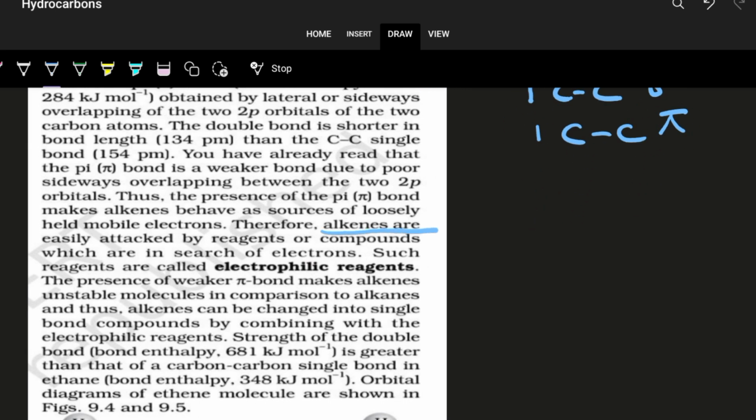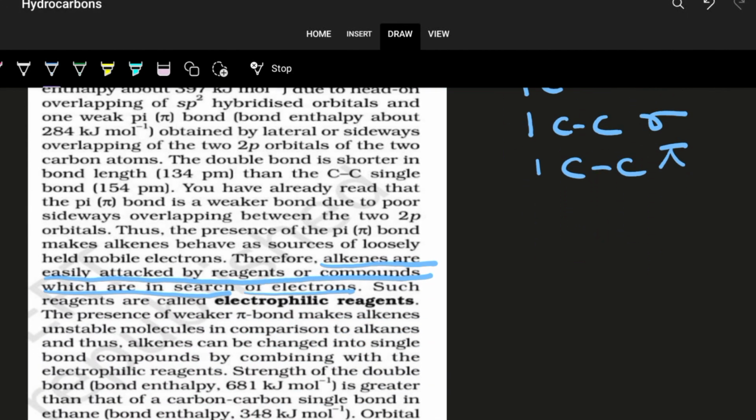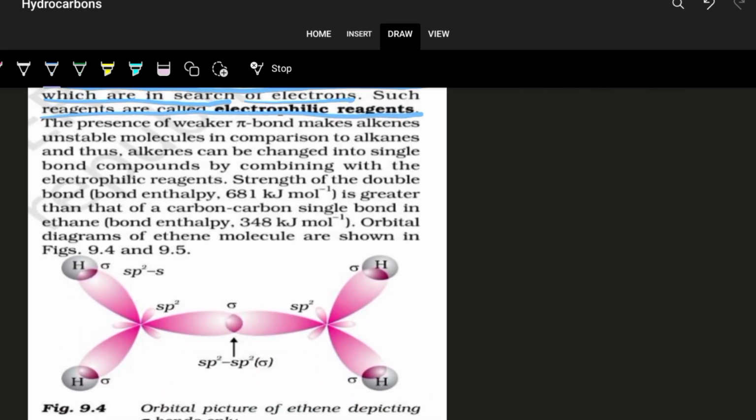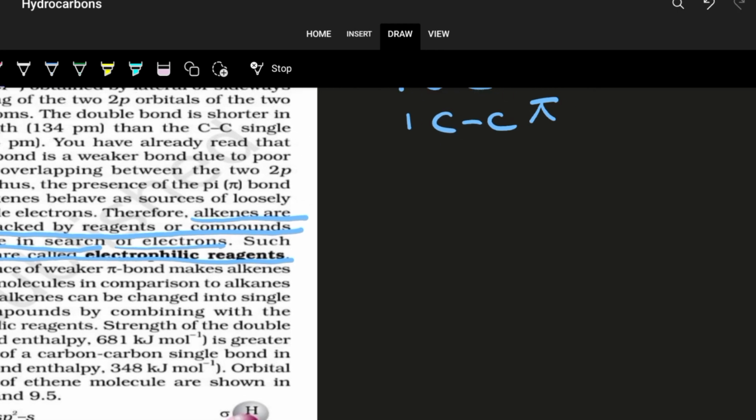These alkenes are easily attacked by reagents or compounds which are in search of electrons. Why? Because it has a pi cloud over here. Such reagents are called electrophilic reagents. That means alkenes are susceptible to electrophilic addition reaction. What is the type of reaction that takes place in alkenes? It is electrophilic addition reaction.